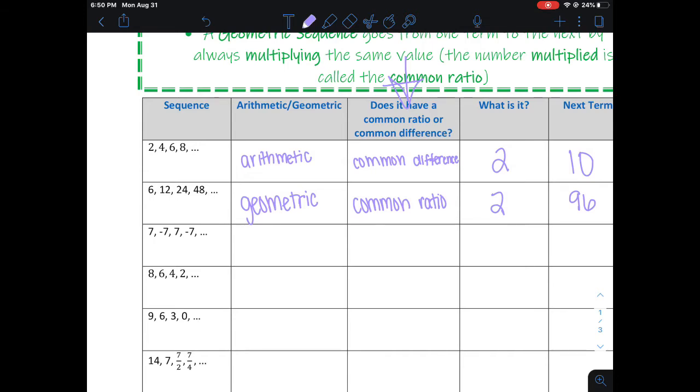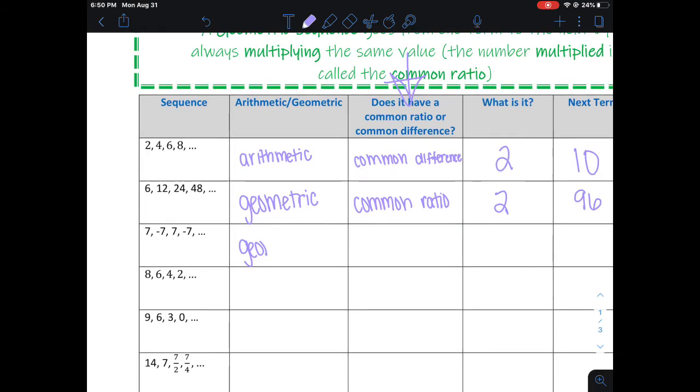So let's try geometric. What can I multiply 7 by to get to negative 7, and negative 7 to 7? That back and forth, positive to negative. Well, from 7 to just 7, ignoring the positive and negative signs, 7 times what is 7? 1. Okay, so we're going to multiply by 1, and then going from positive to negative, we're going to multiply by negative 1 to get that alternating sign. So this one is also geometric.